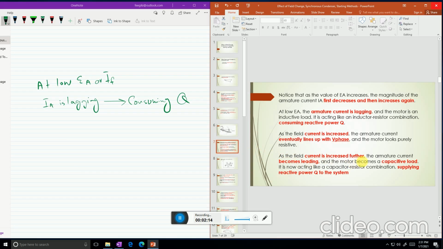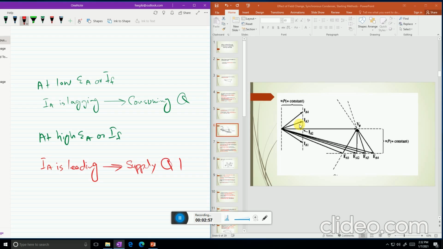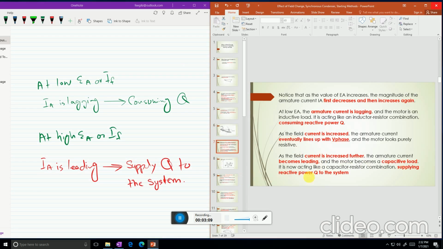If we increase the field current further, the armature current becomes leading and the motor becomes a capacitive load. From here, IA3 and IA4, you can see that when the magnitude of EA is increasing, IA is becoming more and more leading and its magnitude is also increasing. So at a high value of EA or IF, IA is leading and the motor is supplying reactive power Q to the system.